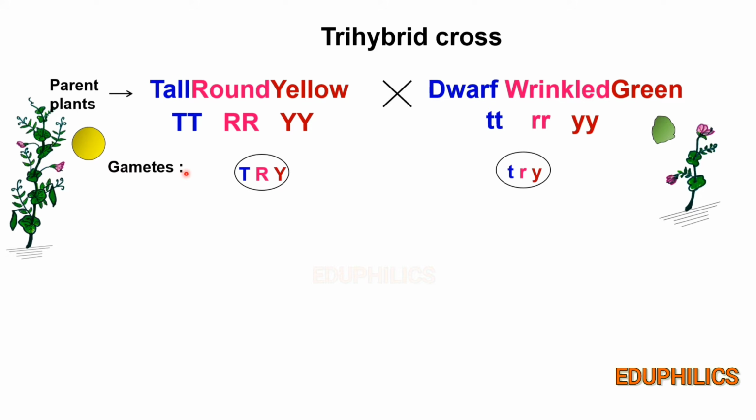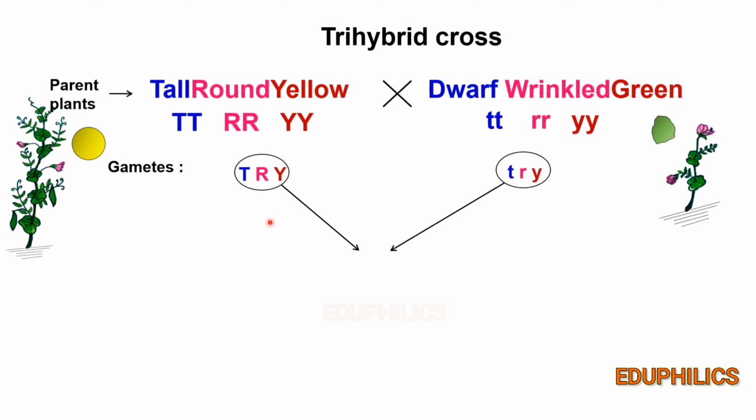Let's write the gametes for this plant. You know that the gametes are haploid in condition and the parent plants are diploid. That's why the gametes carry only one allele for each gene. From the gene height of the plant, capital T, from the gene shape of the seed, capital R, from the gene color of the seed, capital Y. Here also small t, small r, small y, each allele from each gene.